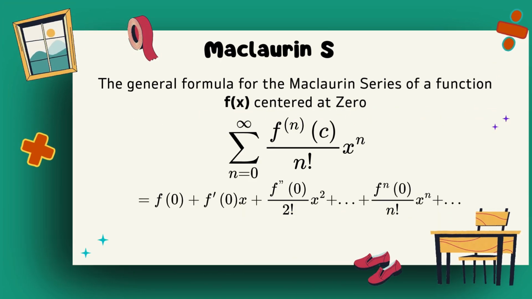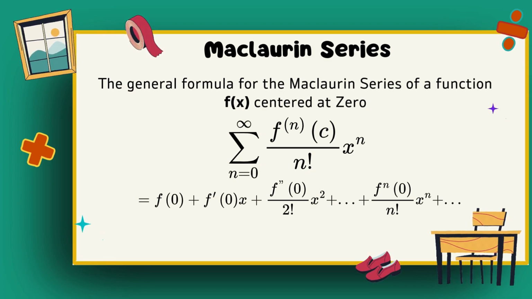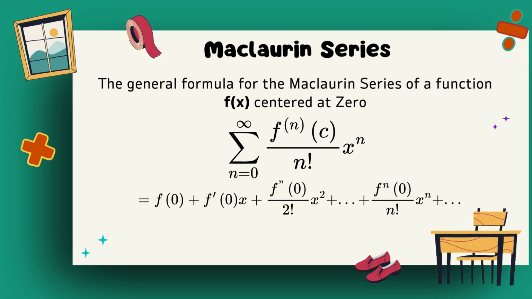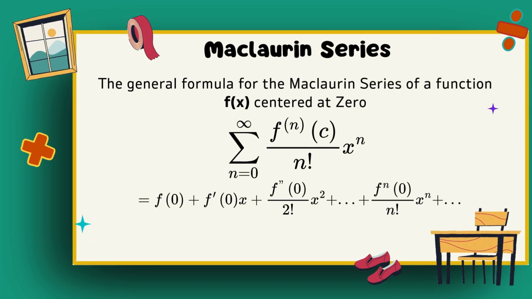A Maclaurin series is just a special case of the Taylor series where c is equal to 0, so we're expanding around 0. The Maclaurin series looks like this. You'll often see Maclaurin series used for functions like e to the x, sine of x, cosine of x, or natural log of 1 plus x, because these power series are clean and well known.